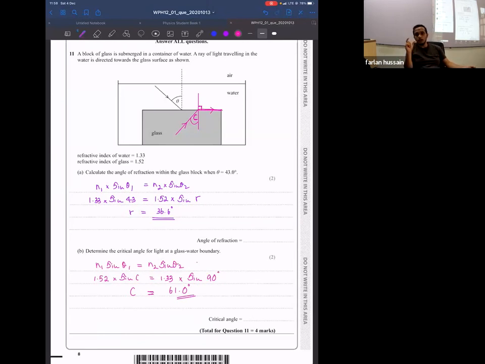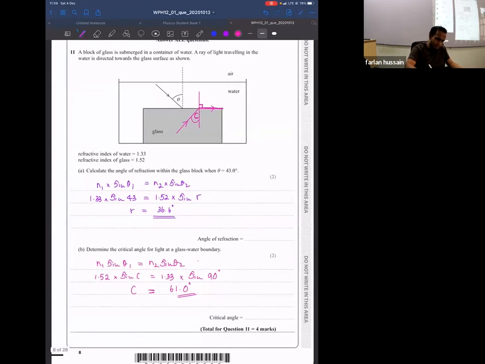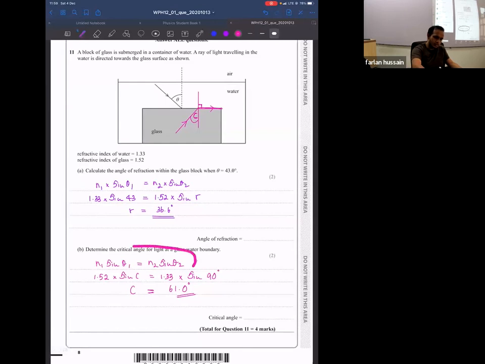Understood? So you can't just take it as sine C equals 1 over n. Sine C equals 1 over n you can take if it was a glass air boundary. Since it is glass water, this is the equation you need to use. Always this equation will work: n1 sine theta 1 equals n2 sine theta 2.